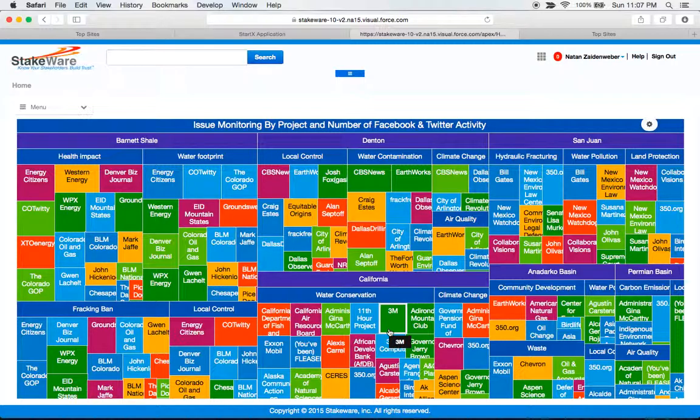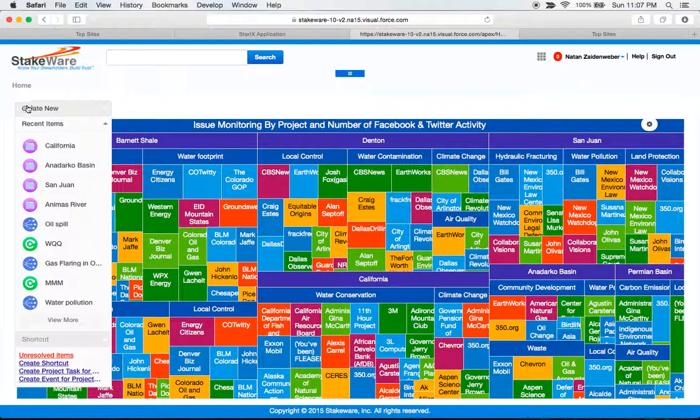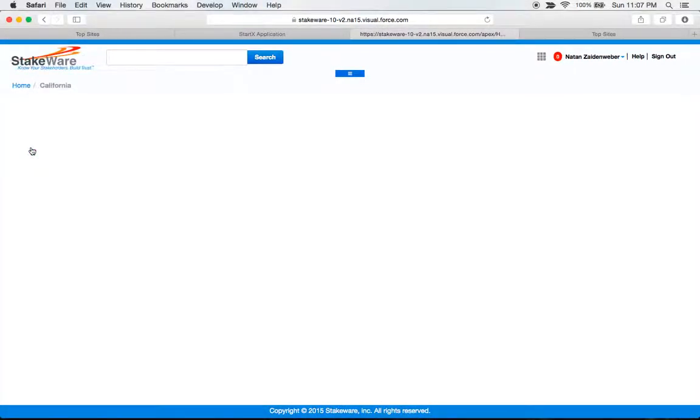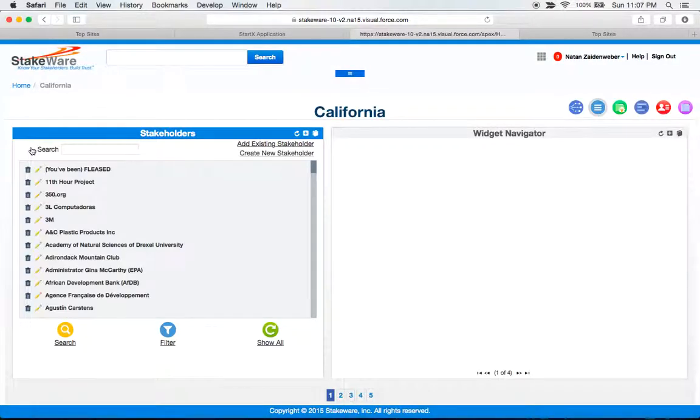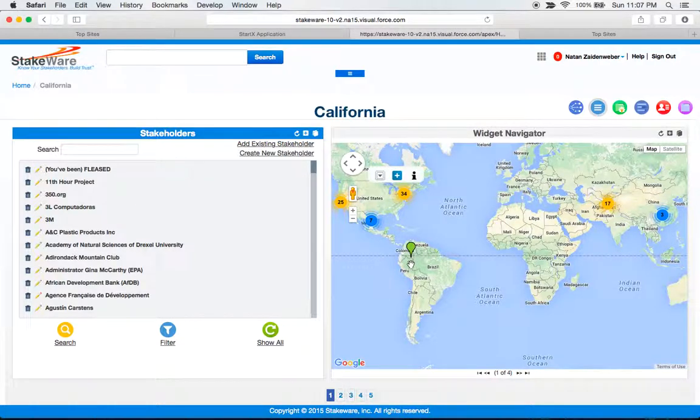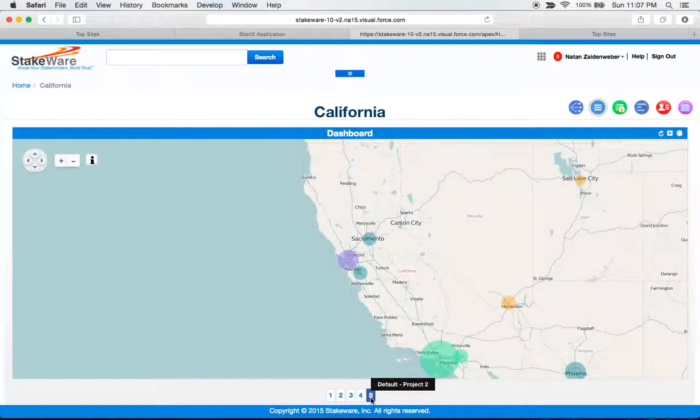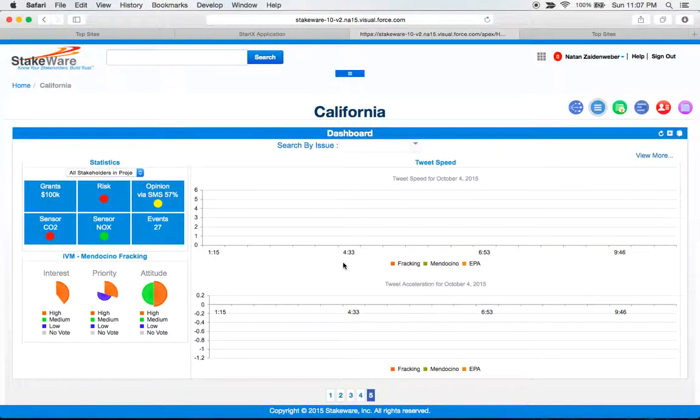Now, if I want to drill more into the project and get more information, I can always go to the project itself, in this case, California. Here I can see the list of all the stakeholders that are in my project, where they are located. Some of them may have international locations. And then I can also go into one of my dashboards.